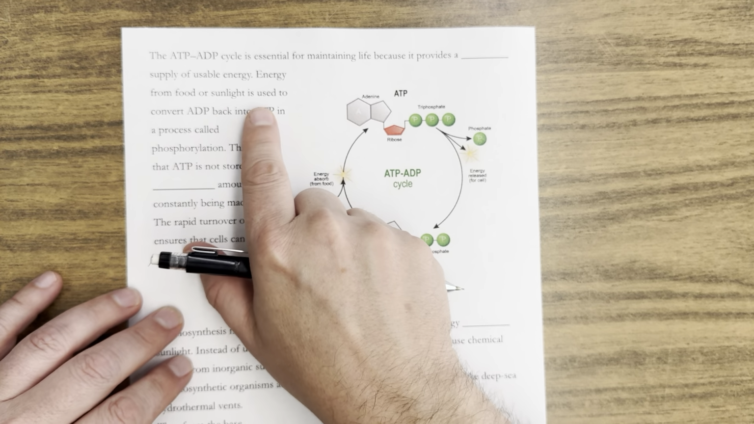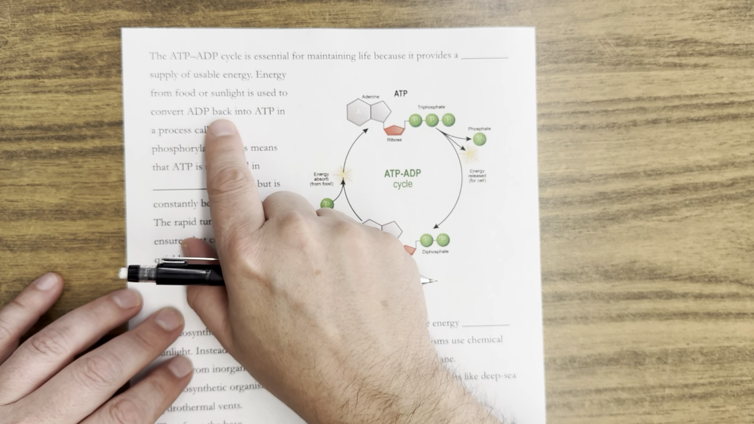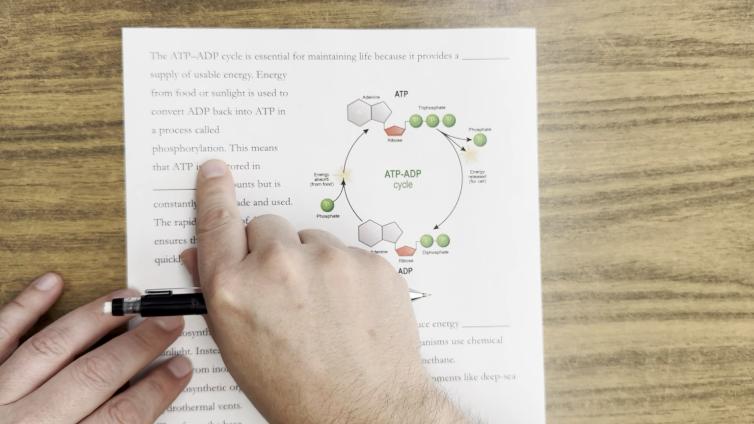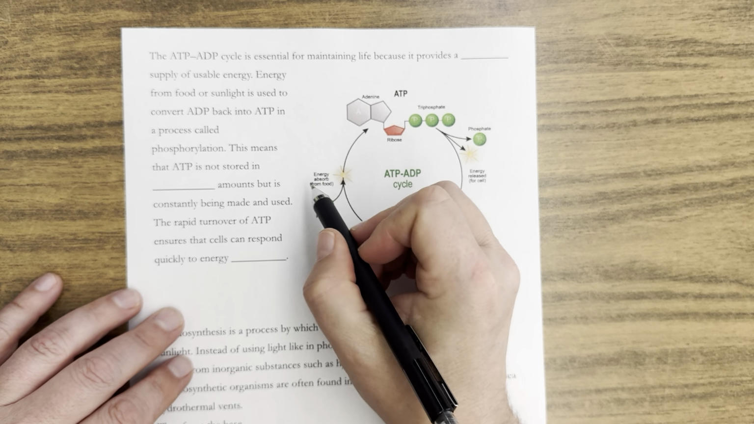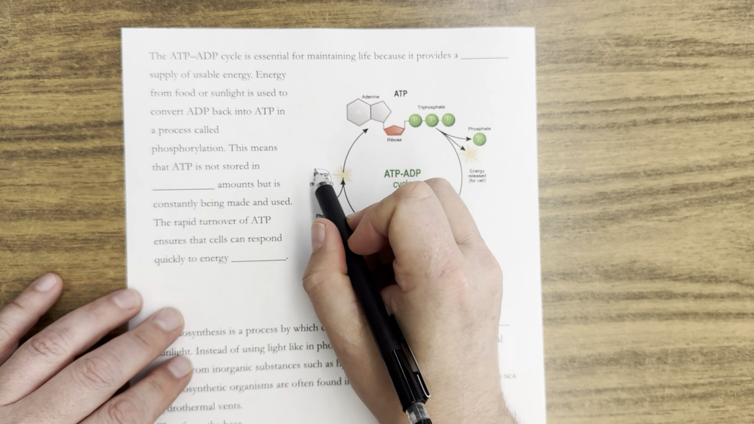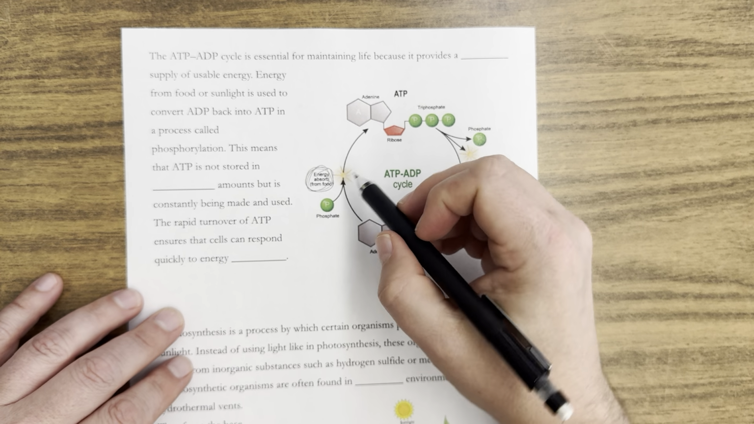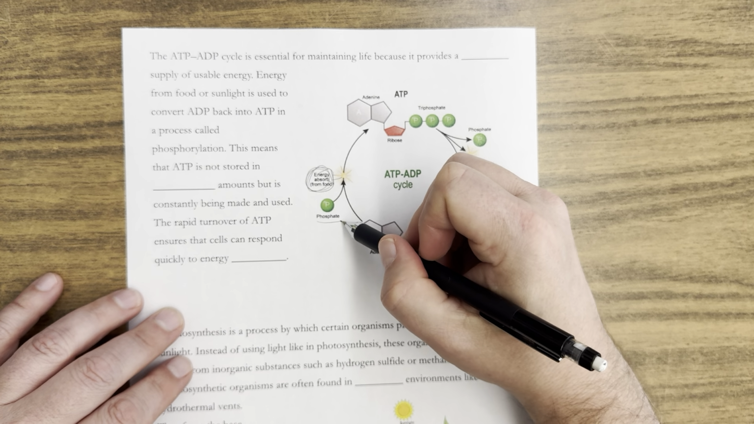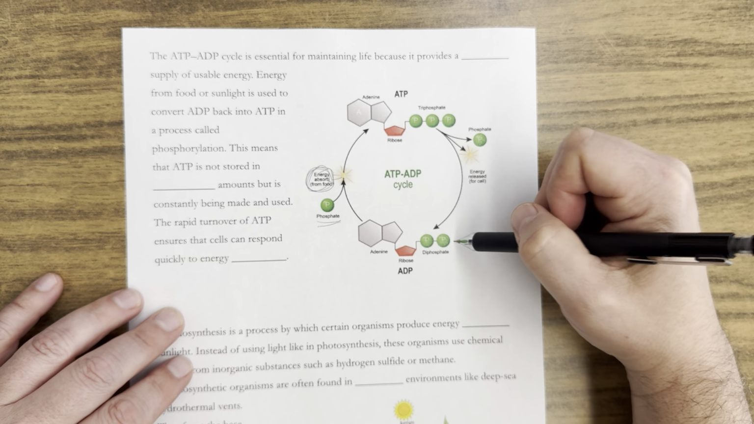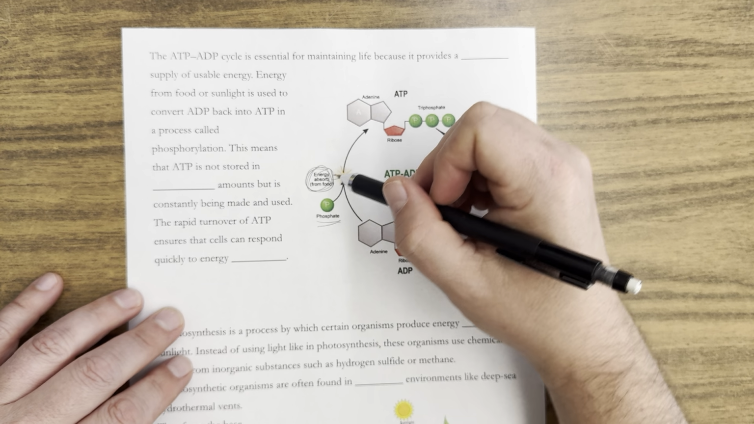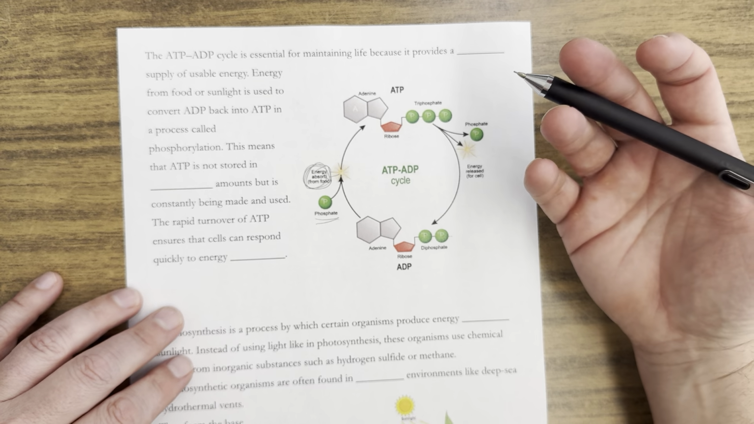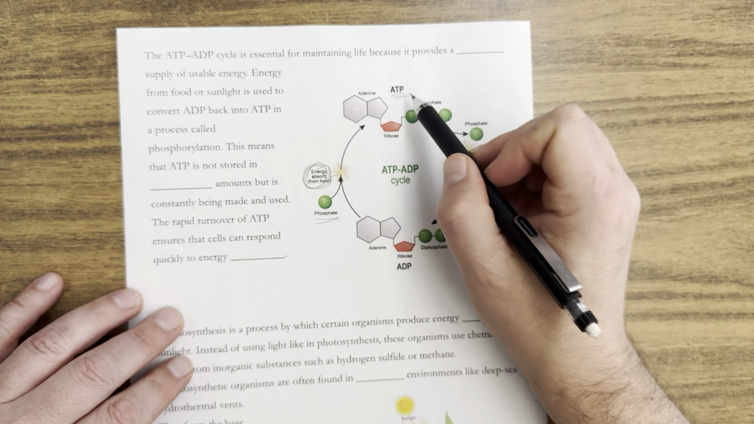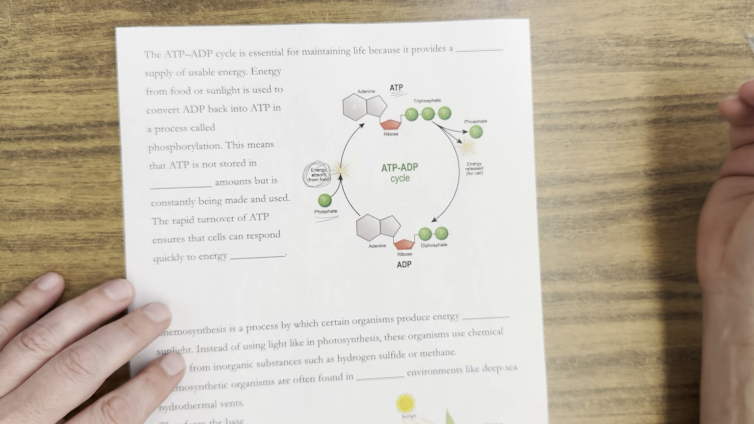Energy from food or sunlight is used to convert ADP back to ATP in a process called phosphorylation. So that's the key here. Here is energy from food. So the energy from our food is what goes in to adding that third phosphate back. That's how food, because we always say like food gives us our energy, right? But that energy has to be put into the ATP molecule. Okay.